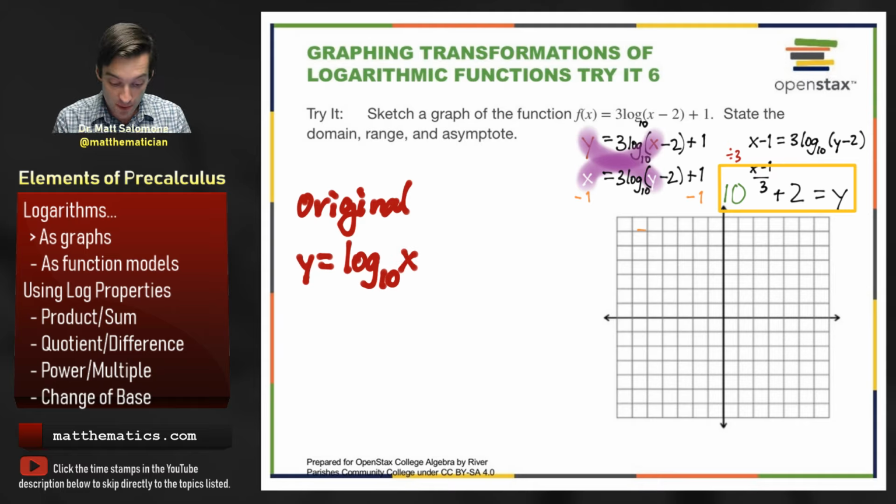There's a couple things that we would notice about that original parent function. It would have a vertical asymptote, but its vertical asymptote would be on the y-axis. It would have the equation x equals 0. So let me keep record of this. Vertical asymptote is going to be at x equals 0. Right? It's on the y-axis.